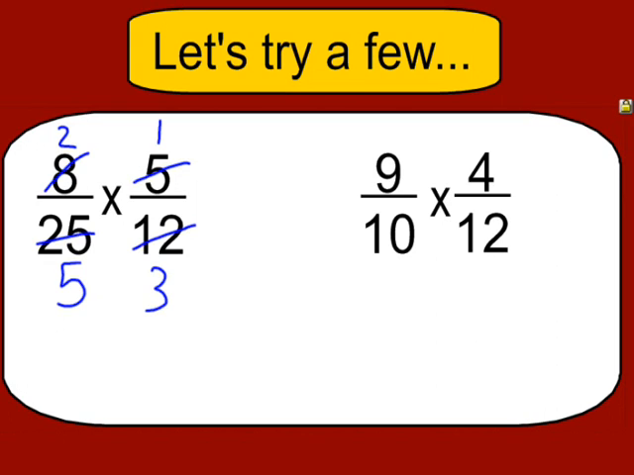And I look to see if there's anything else. Nope, we're done. So I multiply the remaining numbers. 2 times 1 is 2. 5 times 3 is 15. And our product is 2/15.